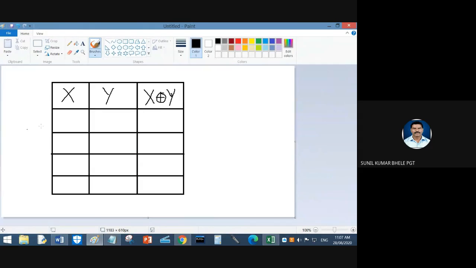Now if I write down all the combinations of input: 0 0, 0 1, 1 0, and 1 1. Oh, by mistake I wrote 0 0 twice. So you can see in this case an odd number of 1s is there, and in this case an odd number of 1s is there. So the output will be 1 in these cases, and all other outputs will be 0.